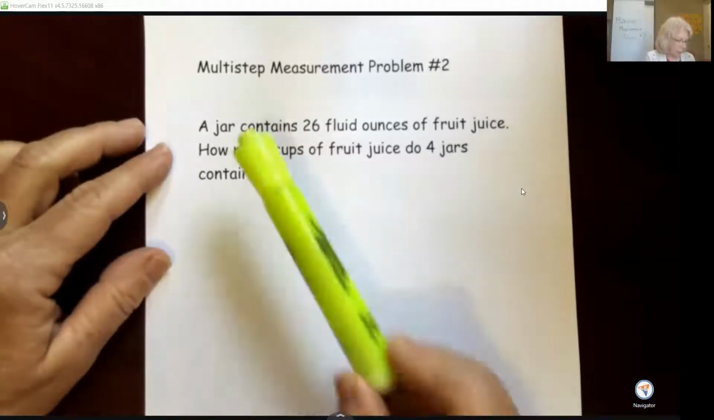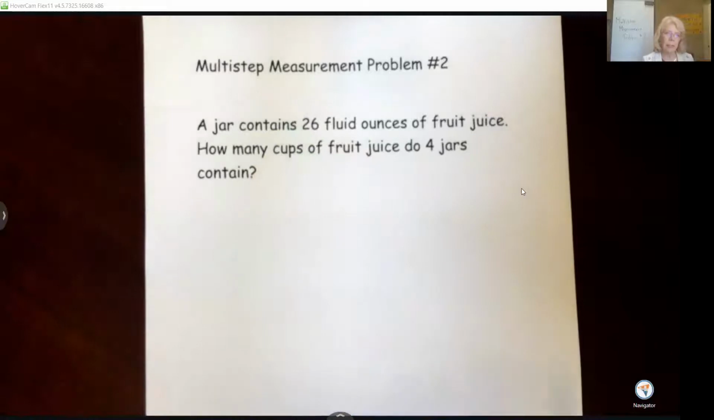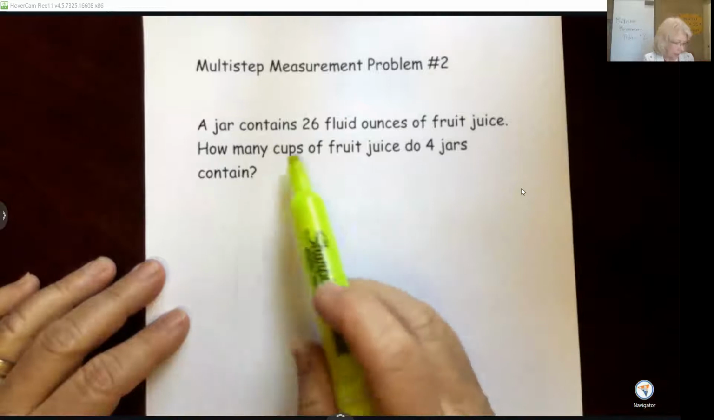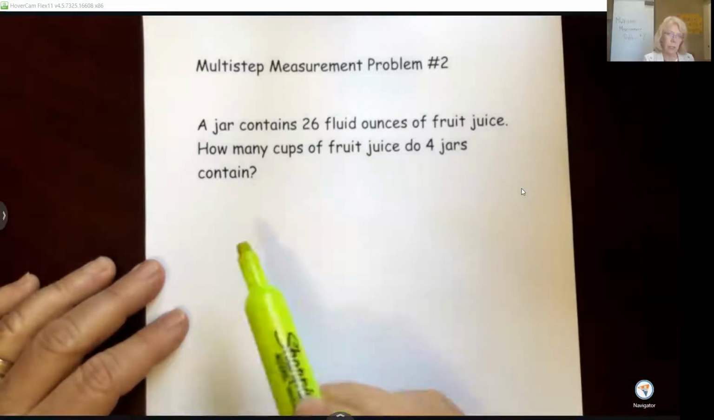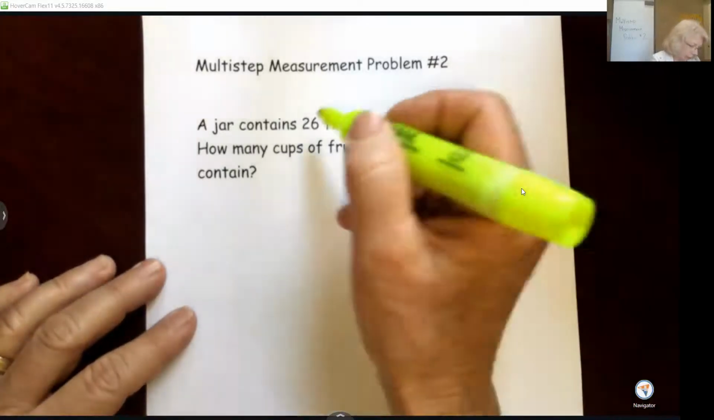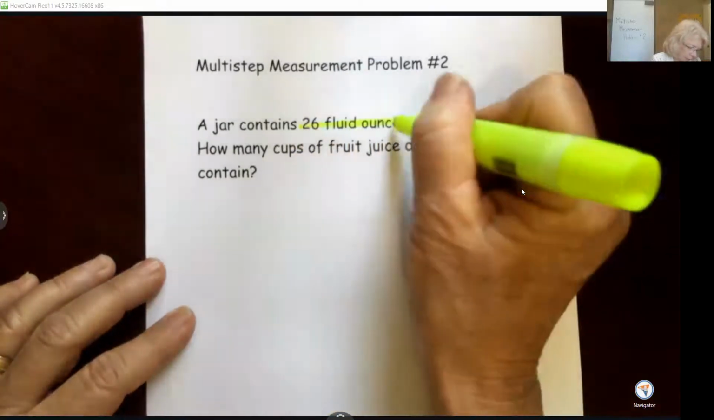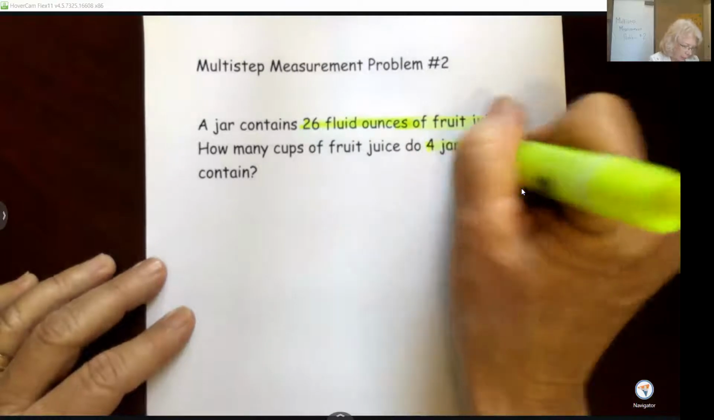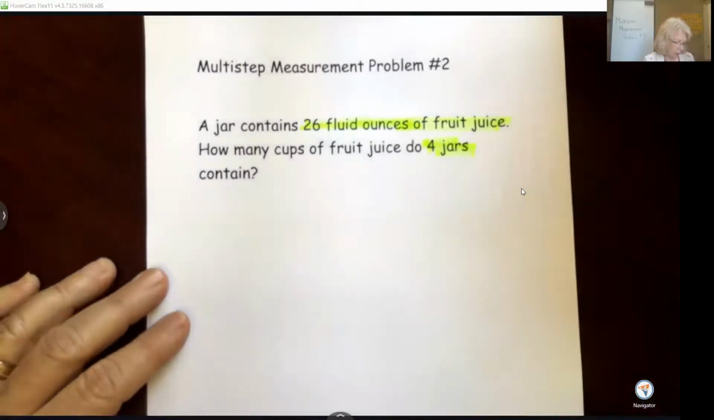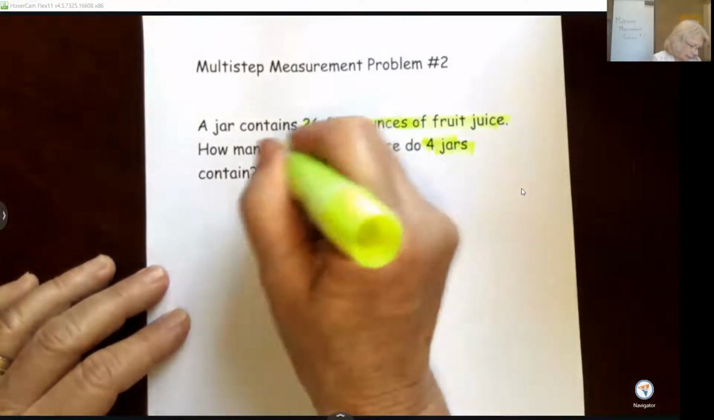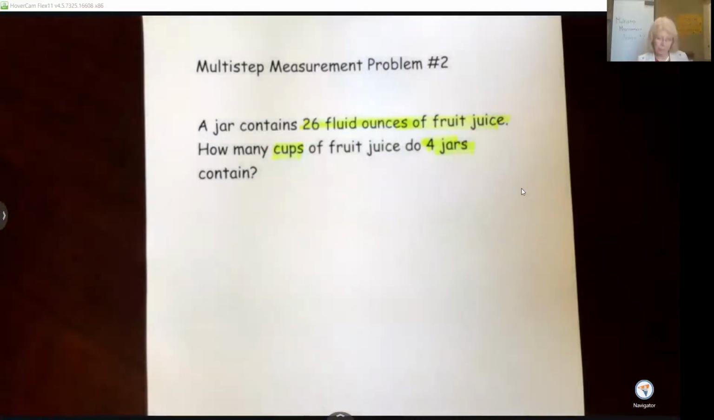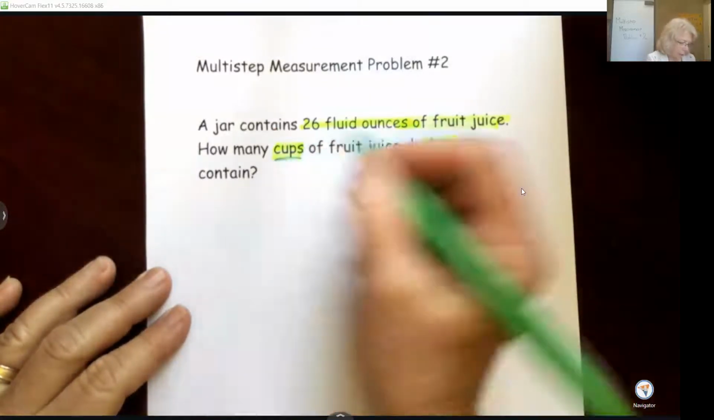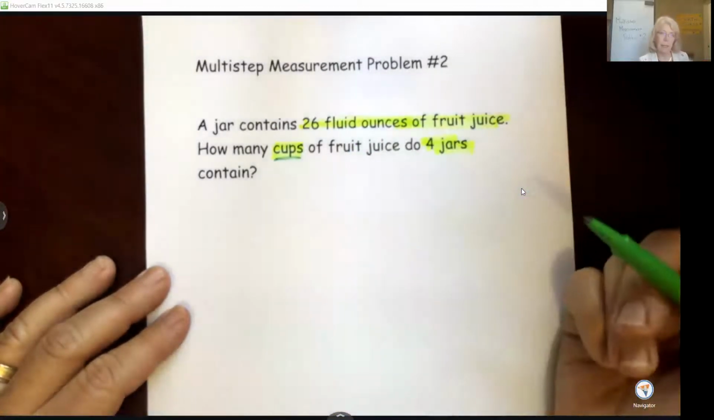And here's our problem. A jar contains 26 fluid ounces of fruit juice. How many cups of fruit juice do 4 jars contain? So we're talking about 26 fluid ounces of fruit juice. And this is an important part here, 4 jars. And it's asking us about cups. So we have to give our answer in cups, even though our information is given in fluid ounces.